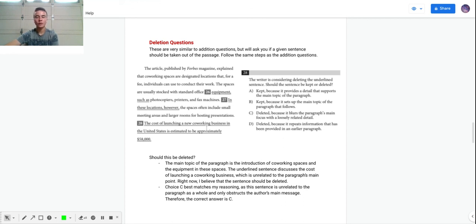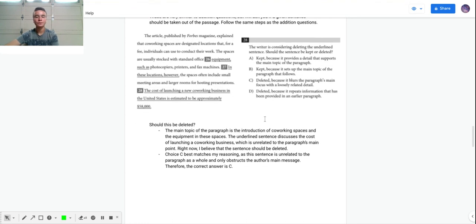I did not provide the whole passage that this question came from, but if you were to read it, you would find that the underlined sentence in 28 does not repeat any information. It's just kind of unrelated. So D is not the correct answer, therefore it's C.